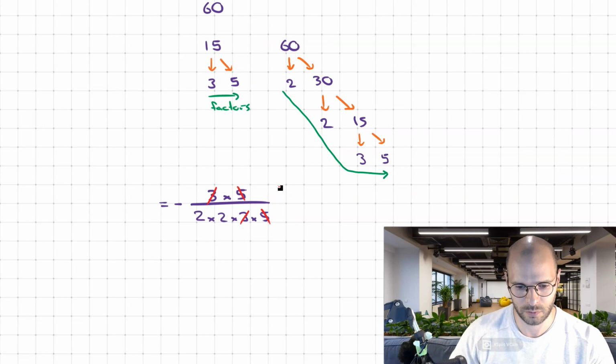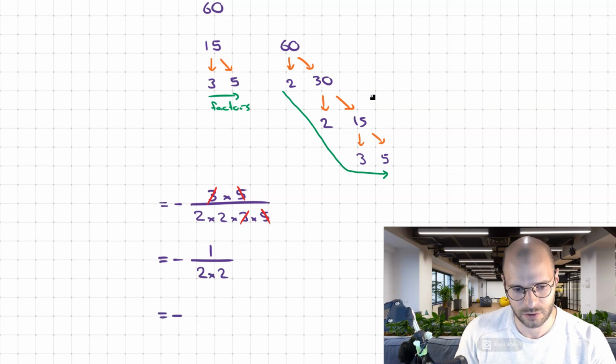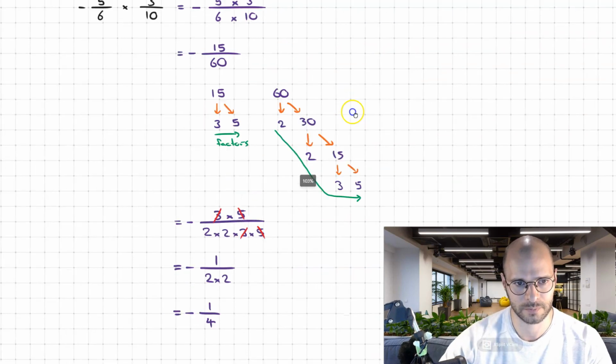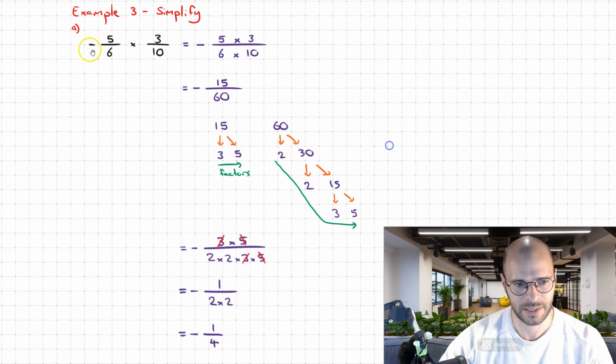Moving down, what I can see is that nothing is remaining upstairs, so I put a 1, and I've got 2 by 2 downstairs. So the answer to this is going to be negative 1 over 4, or negative a quarter. Therefore, it can be seen that negative 5 over 6 times 3 over 10 is the same as saying negative 1 over 4.